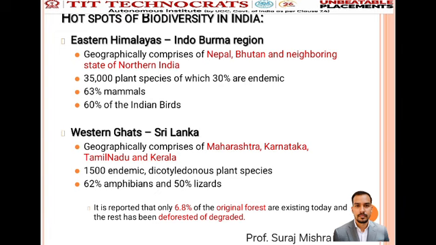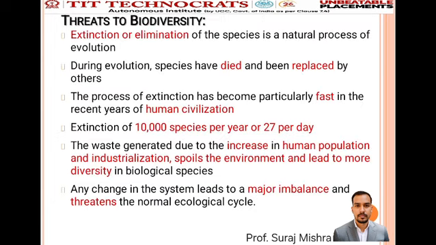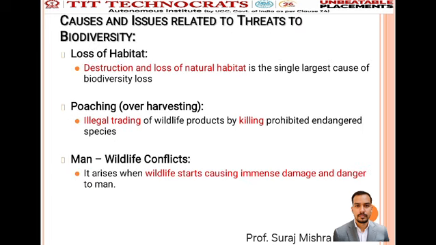Because of the human intervention, the process of extinction of a particular species has become very fast, and this change leads to a major imbalance and threatens the normal ecological cycle, causing threat to biodiversity. Some causes are listed here, like loss of habitat due to deforestation and destruction of the wetlands. Natural habitat of the flora and fauna is disturbed, which acts as a threat to the biodiversity.